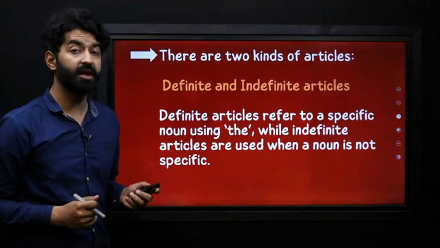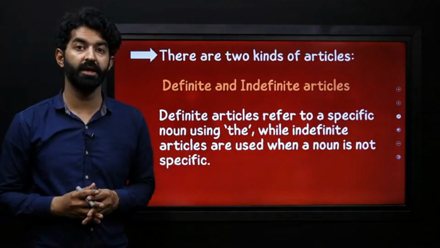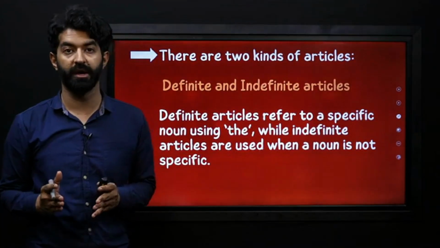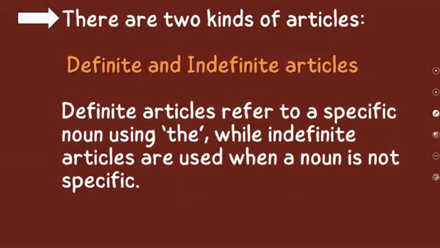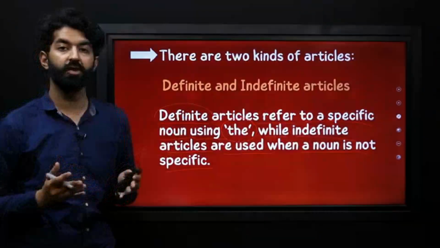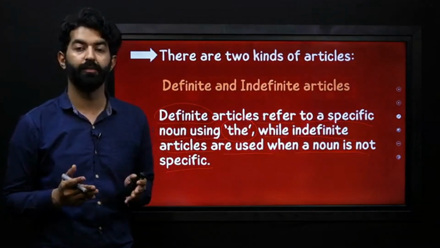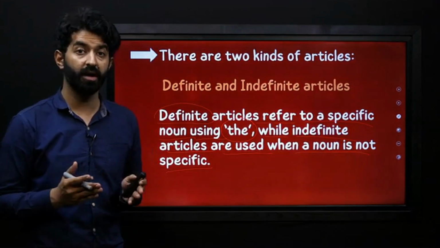Now let's see that there are two kinds of articles. They are basically two categories. One is definite and the other one is indefinite. So definite articles, let's begin with this, refer to a specific noun using the, while indefinite articles are used when a noun is not specific. So with indefinite nouns we use articles like a or an, depending upon whether it's a vowel or a consonant.